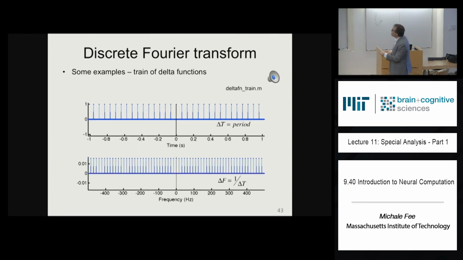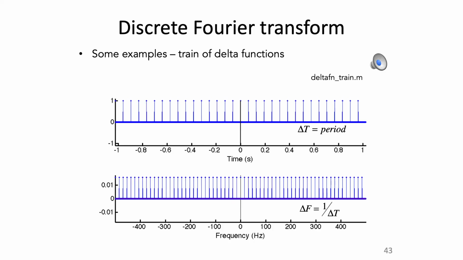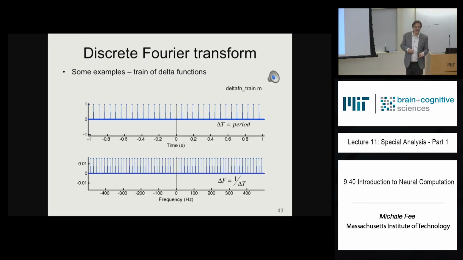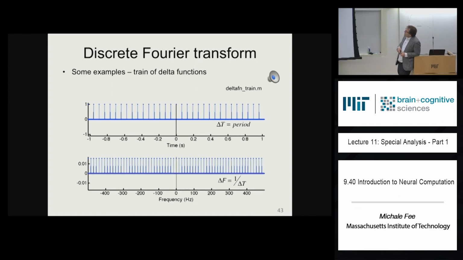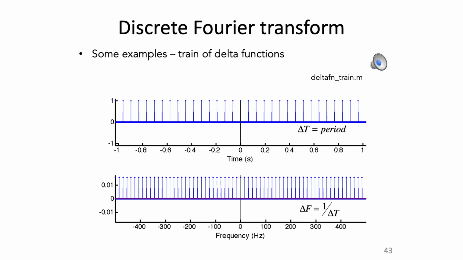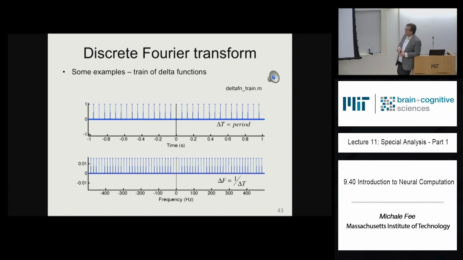Okay? All right, let's take a look at a different function of time. Here's a train of delta functions. So we just have a bunch of peaks spaced regularly at some period. I forget the exact number here, but it's around 10-ish hertz. The Fourier transform of a train of delta functions is another train of delta functions. Okay, pretty cool. The period in the time domain is delta t. The period in the Fourier domain is 1 over delta t. Okay, that's another really important Fourier transform pair for you to know.